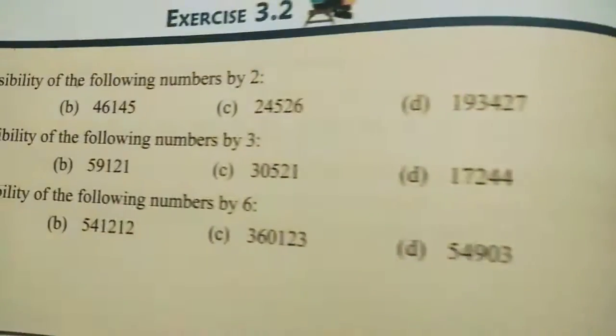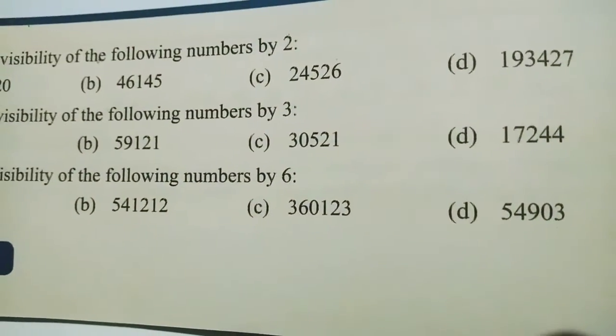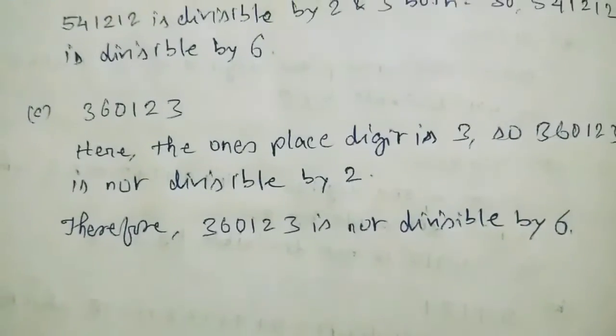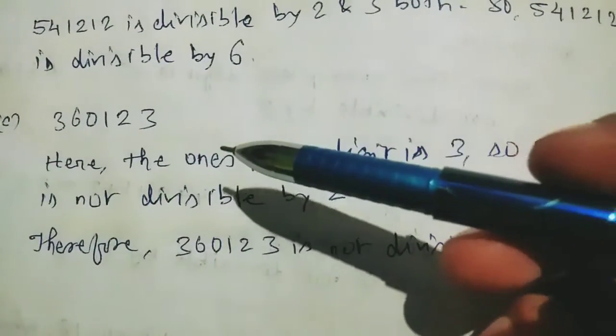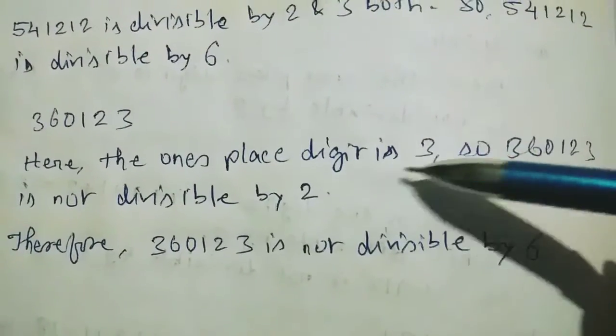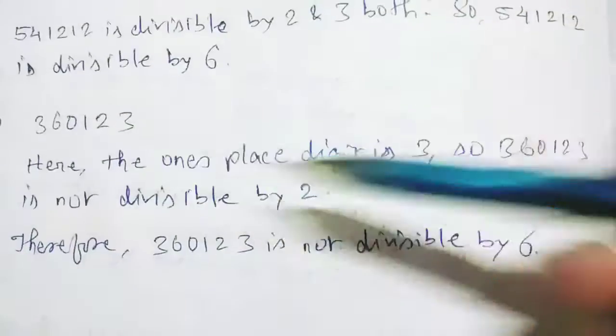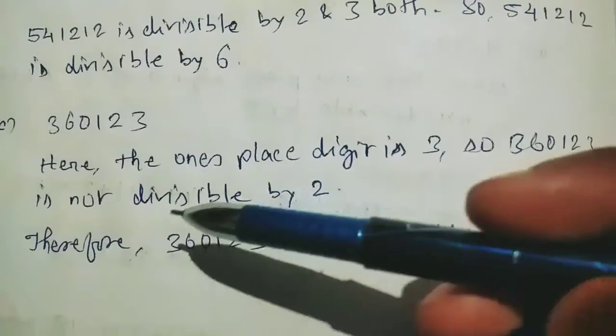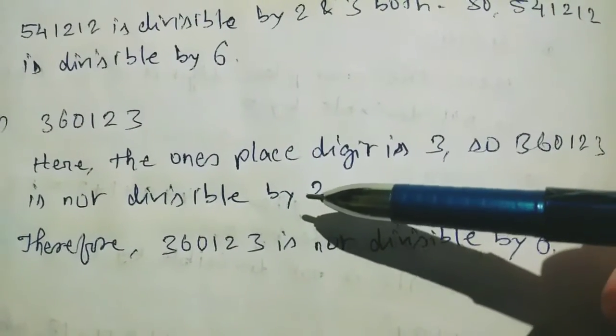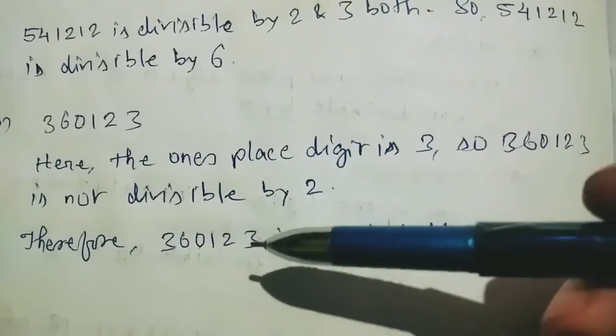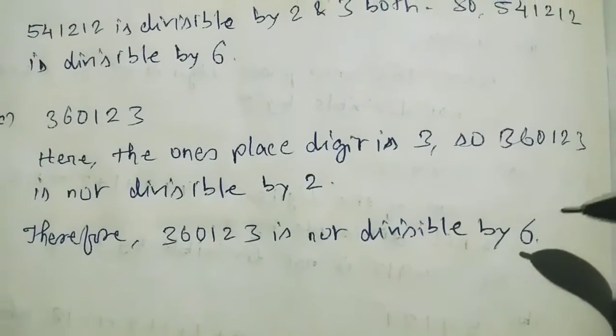Now we'll see question number C, 360123. Here in question number C, 360123, the ones place digit is 3, okay? Here you can see 3. So 360123 is not divisible by 2. Understood? So therefore 360123 is not divisible by 6 also.